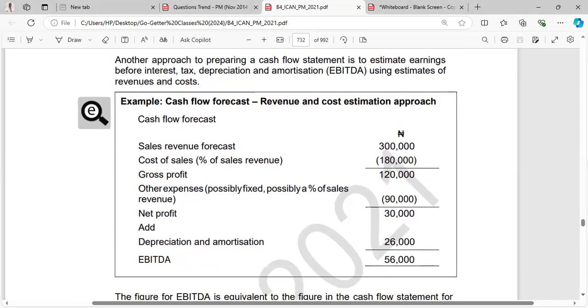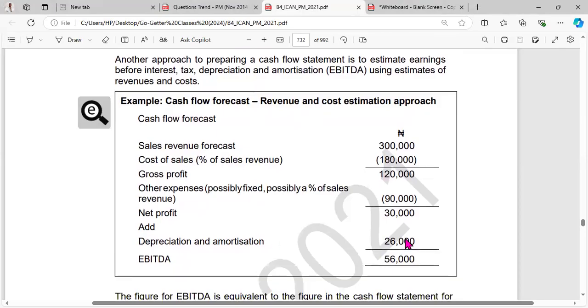Then you have your depreciation and amortization. By the normal way you calculate your depreciation, and you remove it from that, you have earnings before interest and tax. So you are adding this back, because this is your net profit. You must have removed amortization and depreciation inside these other expenses, and now you are adding them back. But if you didn't remove them here, this will not be net profit. This will be earnings before interest, tax, and depreciation.